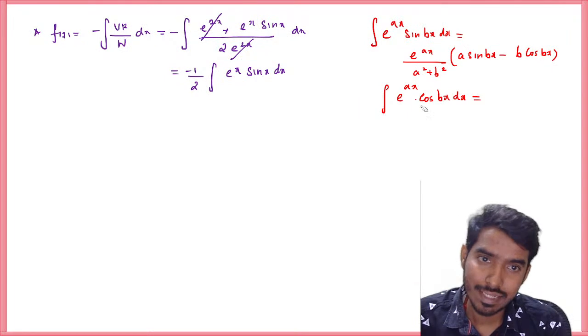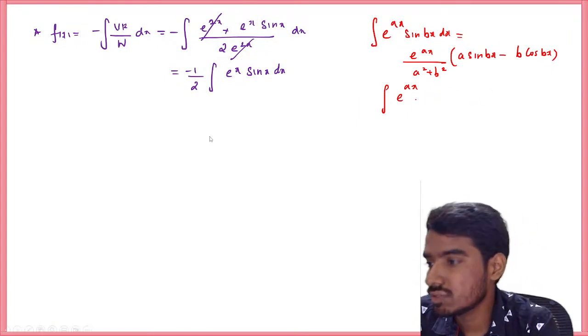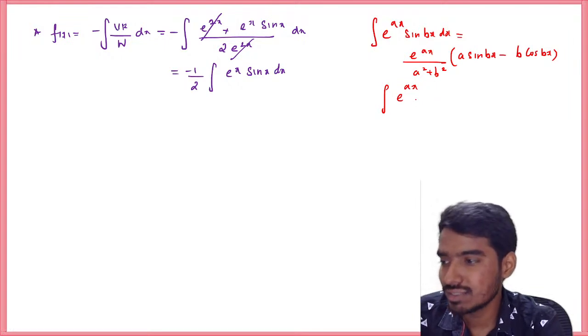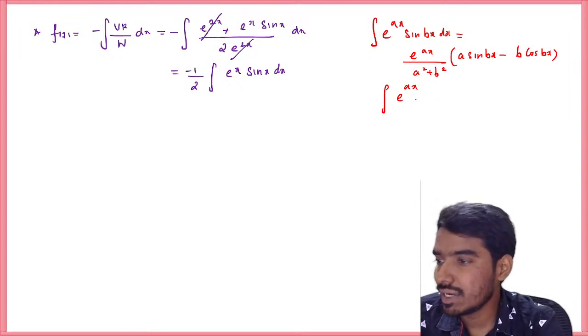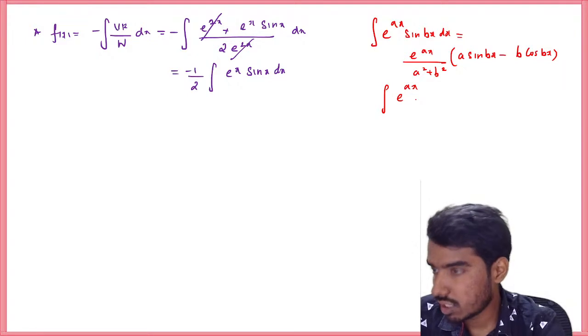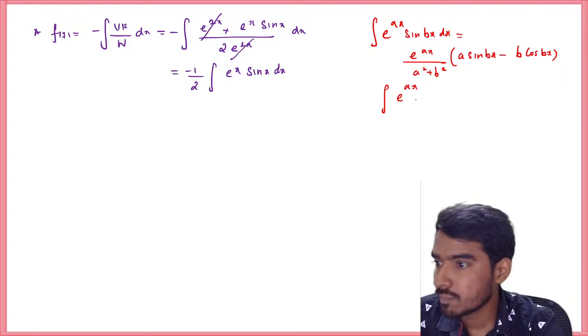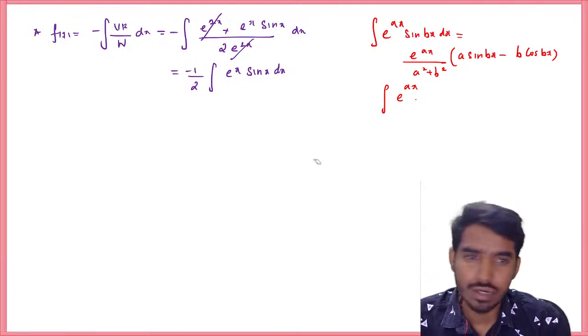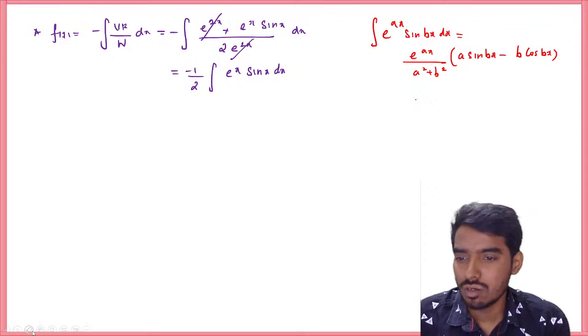E power minus ax sin bx. What about this formula? See, all very standard formulas, right? I have already given all the formulas when we were solving Laplace transform problems. When we are doing problems on Laplace transform, I have already solved those problems. I think this formula is enough, right? Now we don't need other formulas. Let us keep this formula alone.